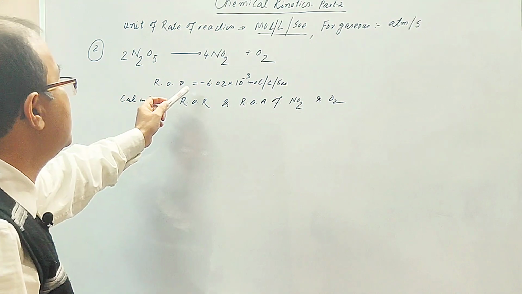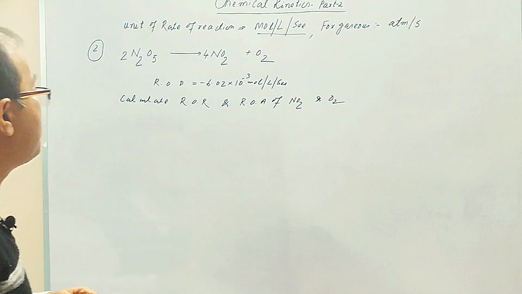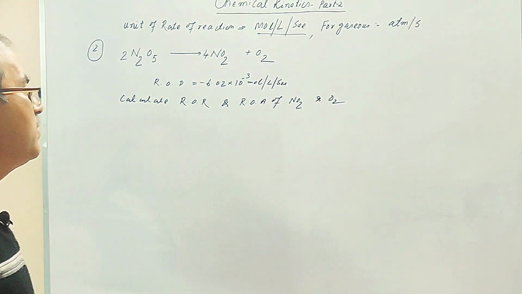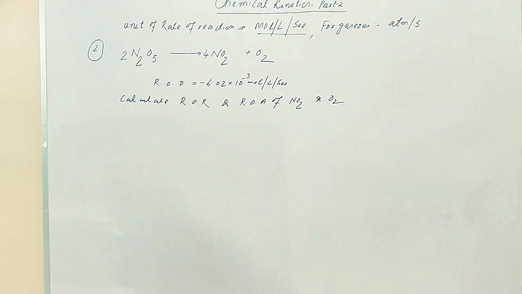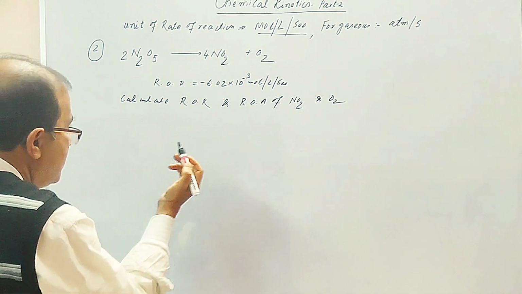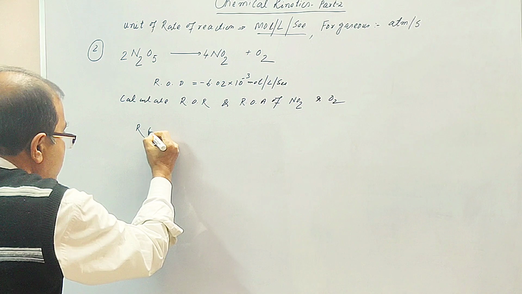So ROD is given as minus 6.03 into 10 to the power minus 3, and calculate the ROR and ROA of this reaction. For this, you have to do one very important thing. First, you have to write the ROR.